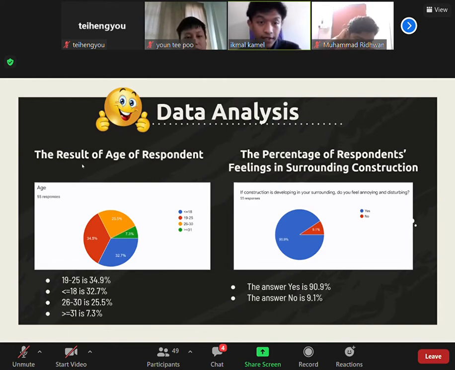As we can see here, we have categories of below 18 years old, 19 to 25 years old, 26 to 30 years old, and also above 31. From the pie chart, we can see that the majority of the respondents are from age 19 to 25, while the smallest group is the adults, which is only 7.3%. And then we asked the respondents about their basic opinion about noise pollution.